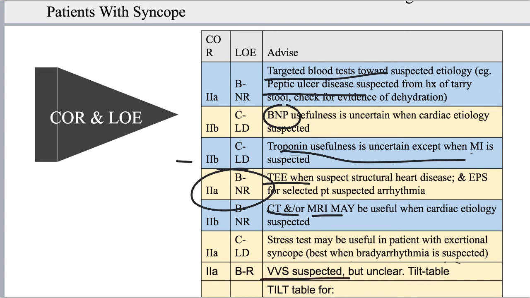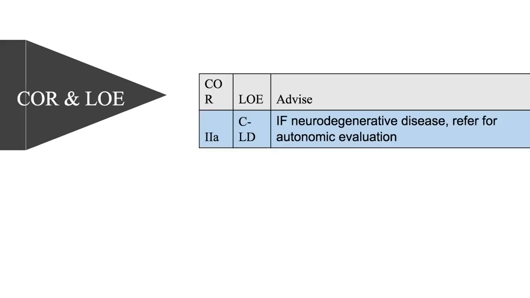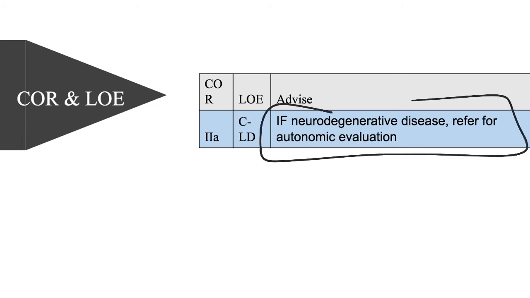And when you suspect vasovagal syncope, but it's unclear, use a tilt table test. And then a person that has syncope with exertion, if you think that bradyarrhythmia is suspected and not tachyarrhythmia, you may want to consider doing a stress test. That's also very dangerous. You have to have the right facilities. If neurodegenerative disease is suspected, you can refer for autonomic evaluation.